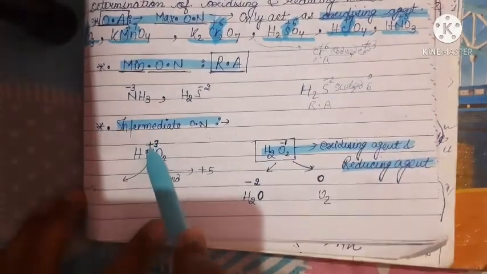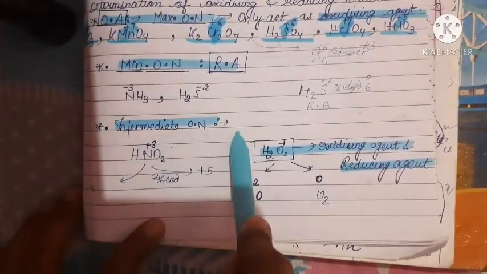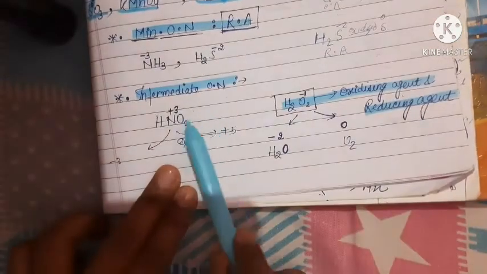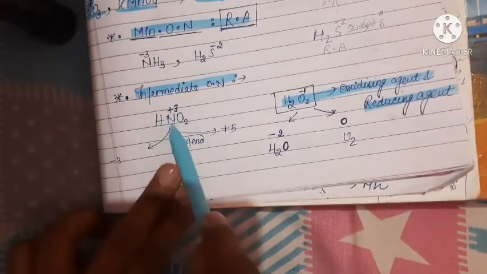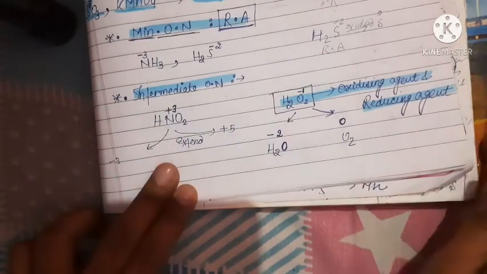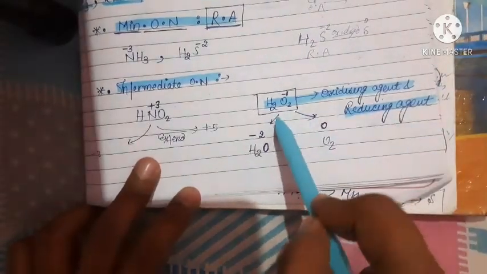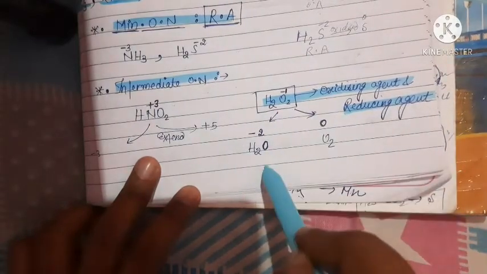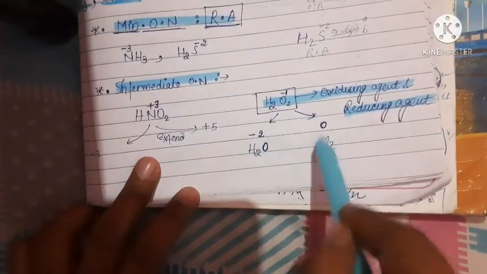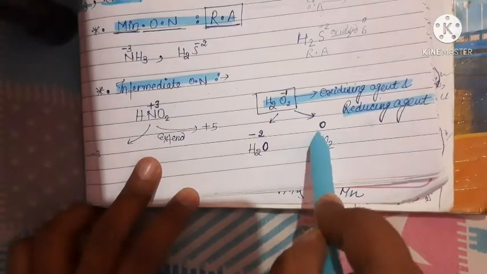Now, sometimes the element is in an intermediate oxidation number. In HNO2, N is in +3, so it can go to +5 or to -3. And hydrogen peroxide acts as both an oxidizing agent and a reducing agent. It forms H2O, in which oxygen is -2, and O2, in which it has 0 oxidation number.